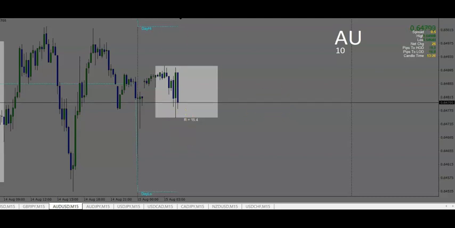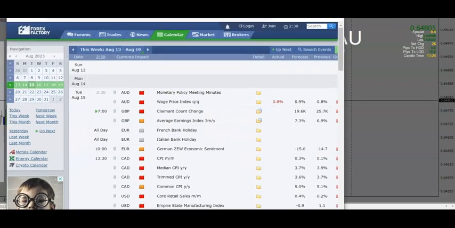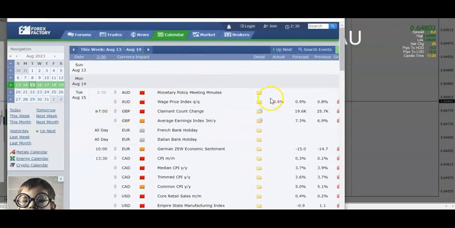And let me just bring this into play. So if we have a look at this, you can see that the previous was 0.8. The forecast was 0.9 and the actual was 0.8, the wage price index. So there's not a big difference. Usually what we need to see is a big difference between the actual and the forecast for us to get any kind of reasonable move. And you can see it's fairly close.